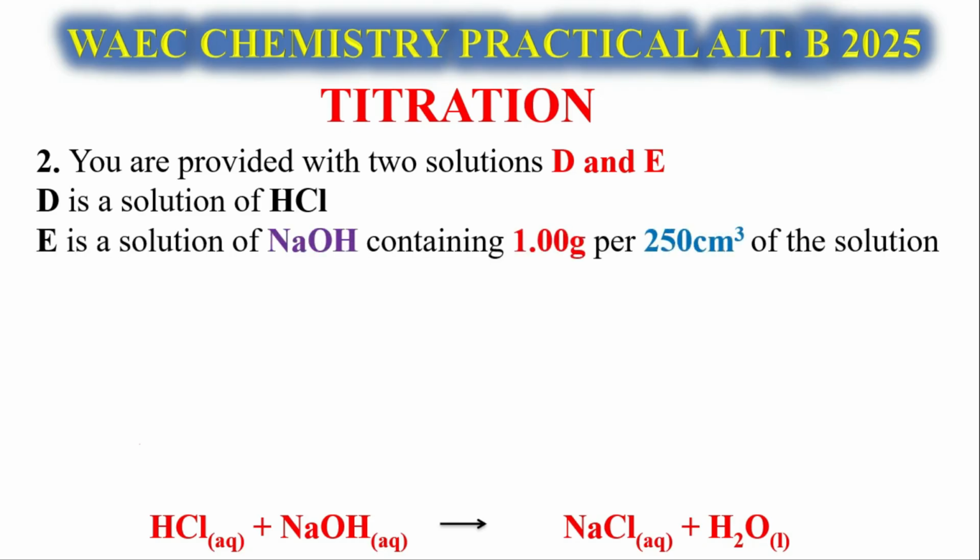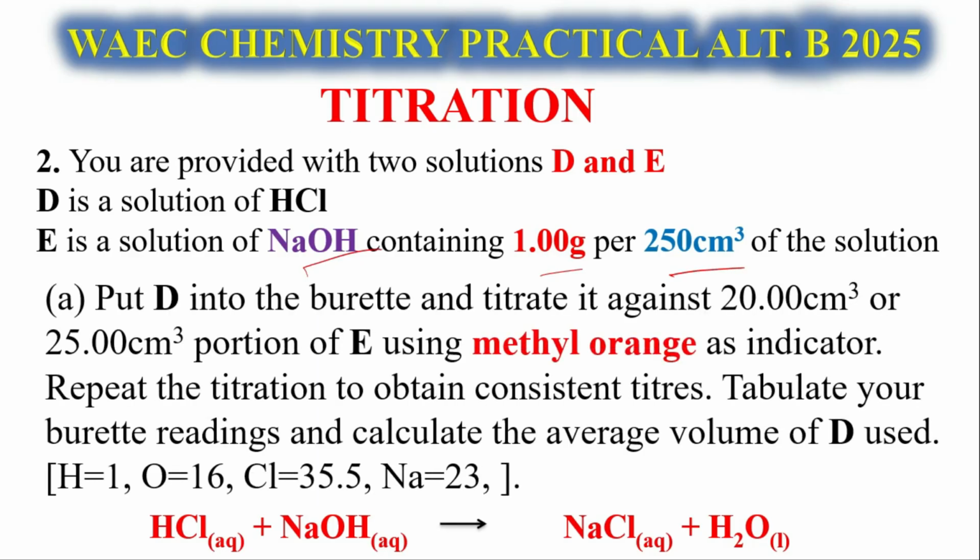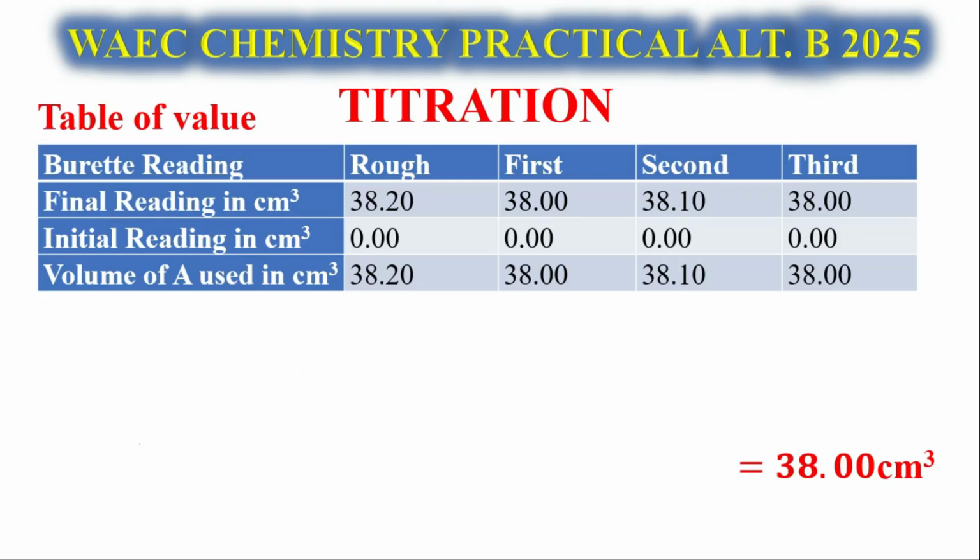D is a solution of hydrochloric acid, while E is a solution of sodium hydroxide containing 1.0 gram per 250 cm³ of the solution. Of course, you're going to go through the same routine: put D into the burette and titrate against 20 or 25 cm³ of E, using methyl orange as an indicator. Then repeat the titration to get your consistent titer value. Then you form your table.